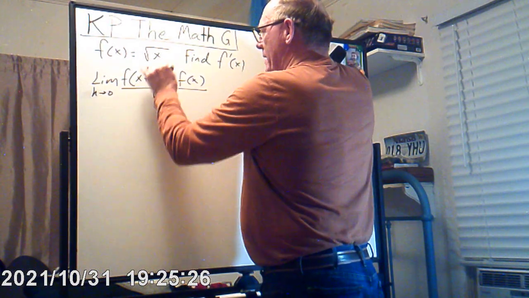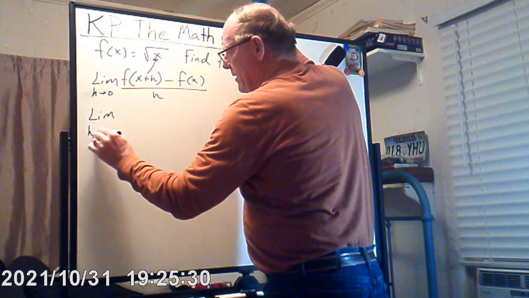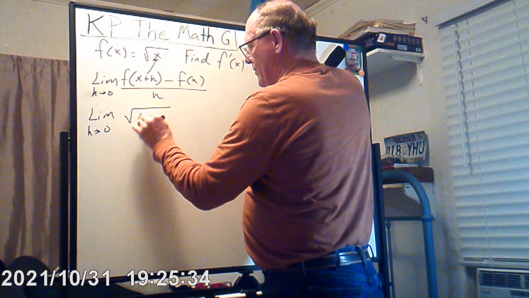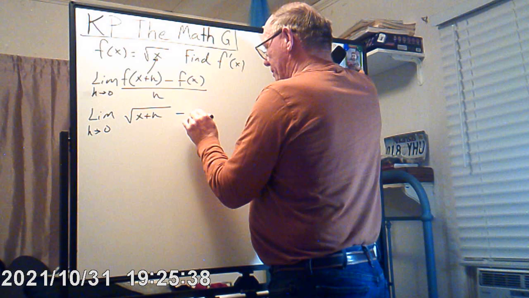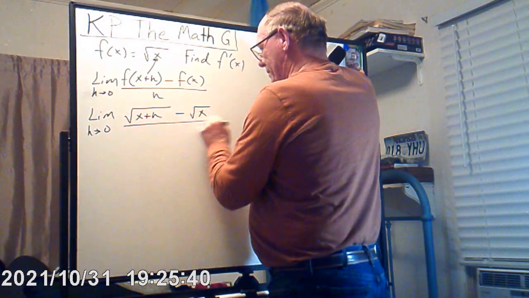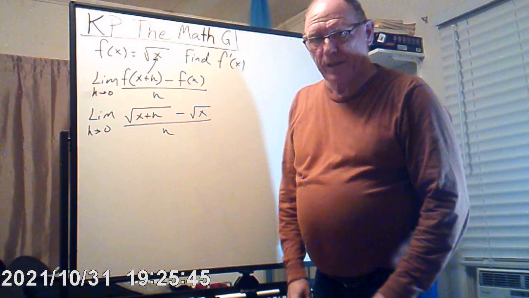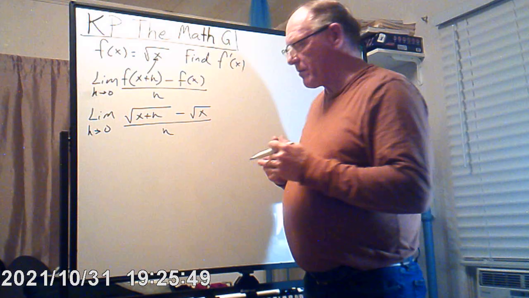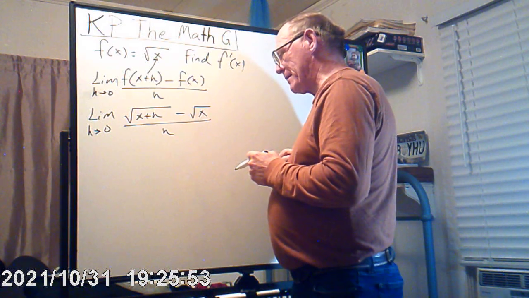So we're going to put x plus h right here. So the limit as h approaches 0 of the square root of x plus h minus the square root of x, over h. Wow. What we can do to help this situation out is multiply by the conjugate of this.